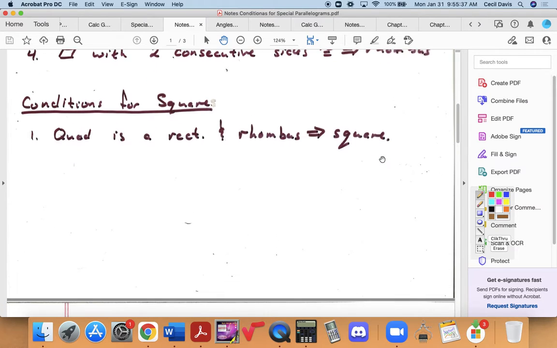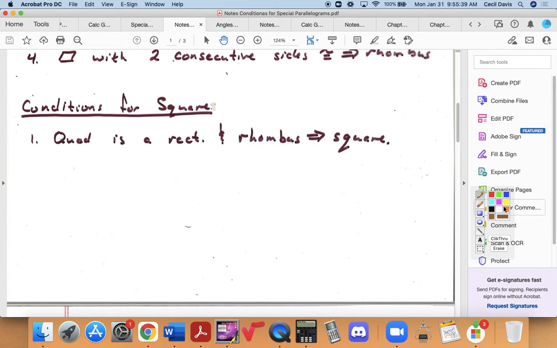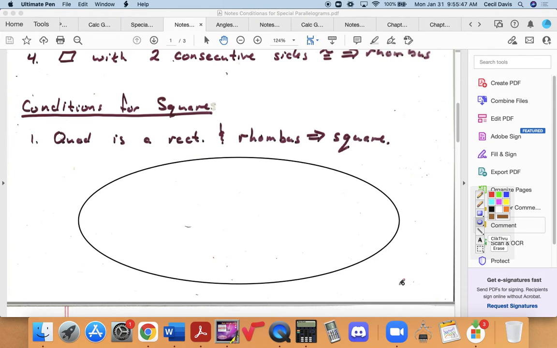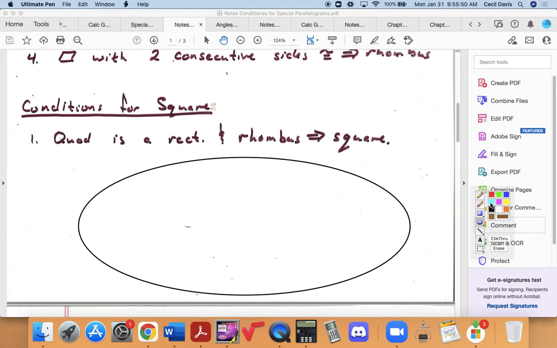Okay, and down here at the bottom, we're going to do something real quick. We're going to draw a big Venn diagram. Our big circle is going to be all the parallelograms. And yes, you are putting this on your paper.